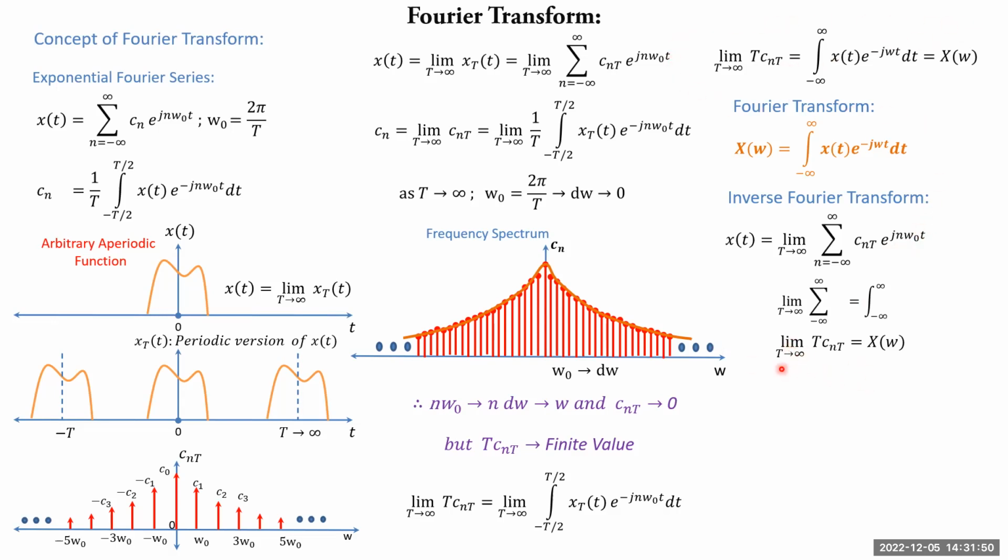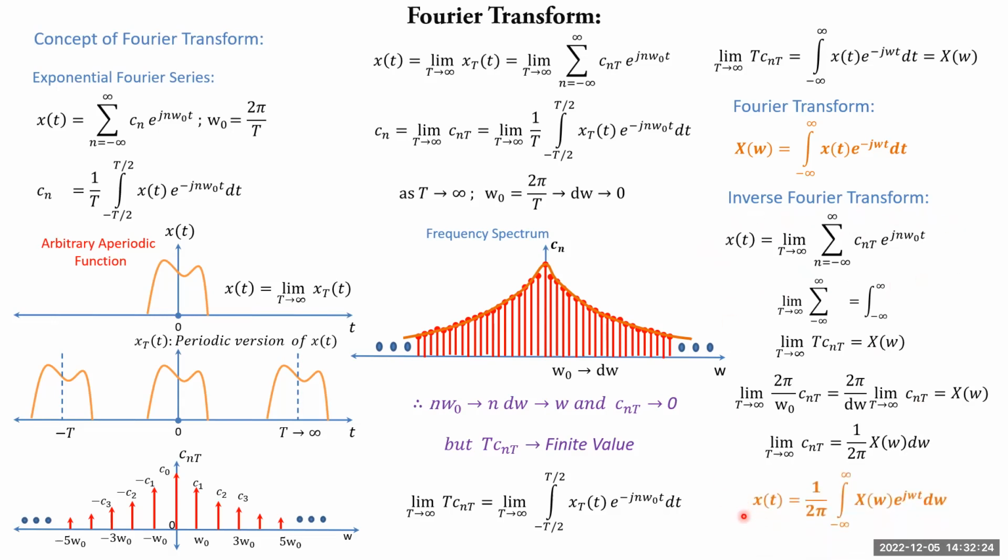Now for the limit applied to Cn, which we can obtain from this equation, limit T tends to infinity of T Cn is equal to X of omega. We can substitute the value for T as 2 pi by omega naught, and when the limit T tends to infinity is applied to omega naught, which becomes d omega, this constant term moves to the right hand side and then we substitute in the equation. So you'll get limit T tends to infinity of Cn is equal to 1 by 2 pi into X of omega into d omega, and it can be substituted in this equation, which will give the inverse Fourier transform.